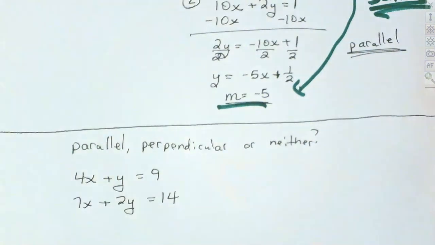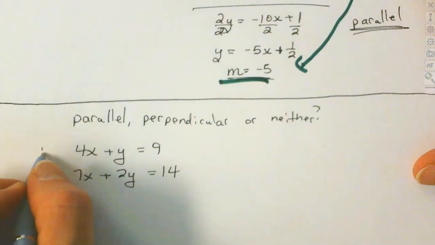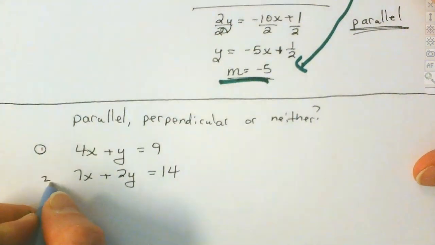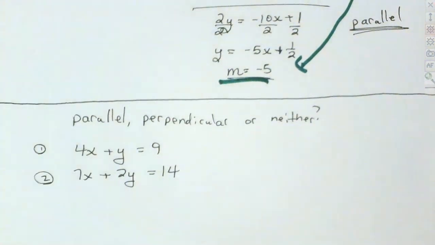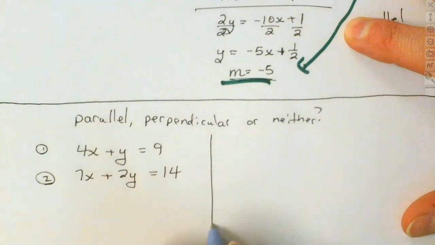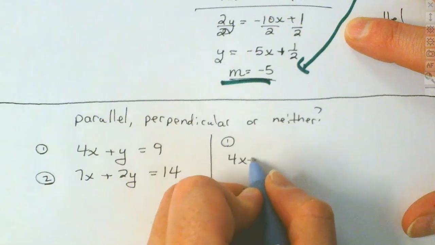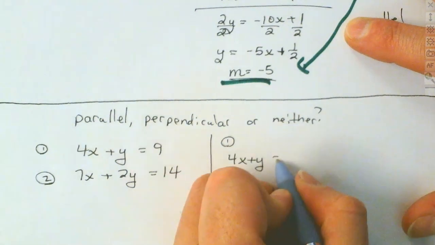Are these lines going to be parallel, perpendicular, or neither? And we've got our two lines here, right? We need to take each one of these and solve it for y. So let's take our first one, which is 4x plus y equals 9.